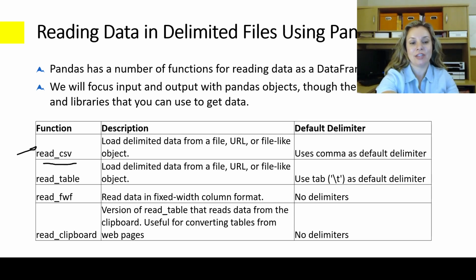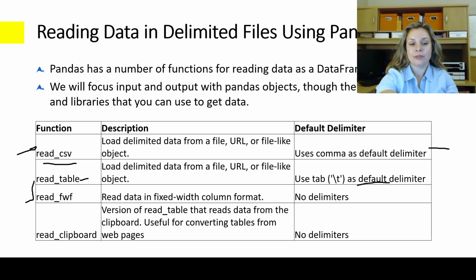The read CSV loads delimited data from a file or file-like object. And the comma is the default delimiter, but you could specify other delimiters in this function. Read table and read FWF work in the same manner as the read CSV, and it allows you to load delimited data from objects, and it uses the tab as the default delimiter for the read table.